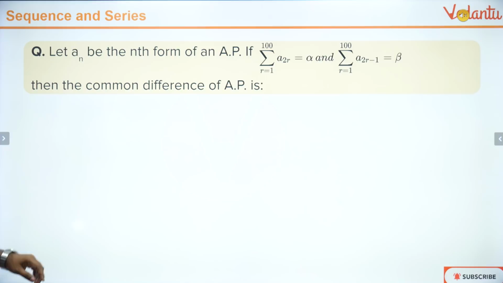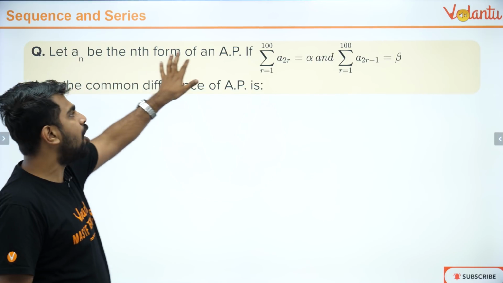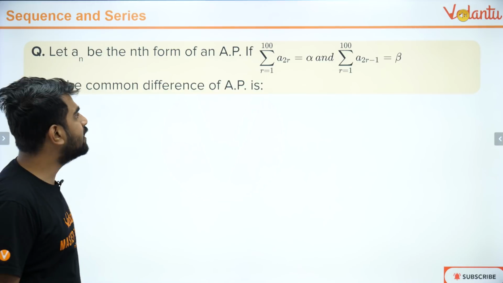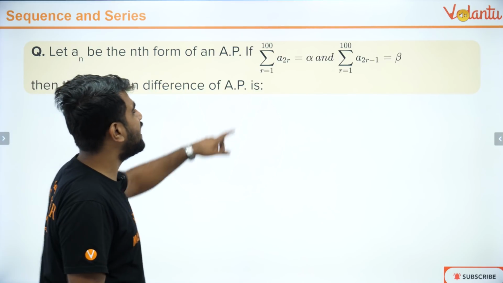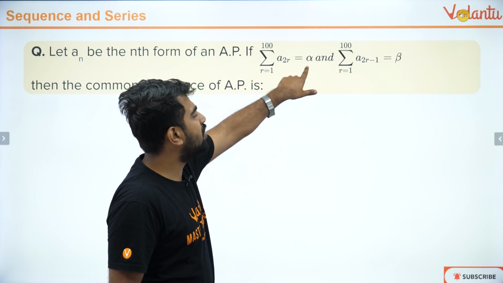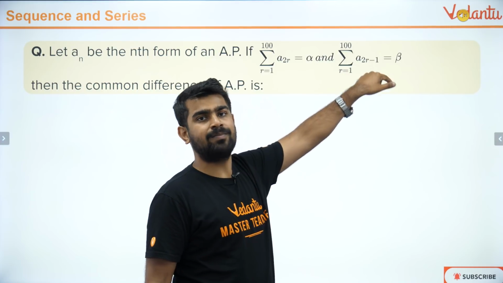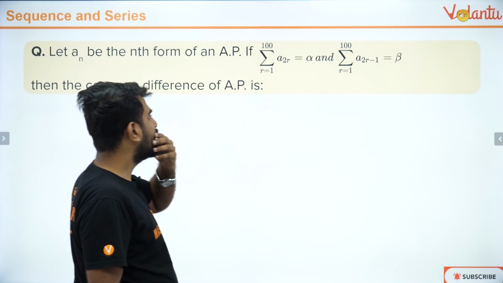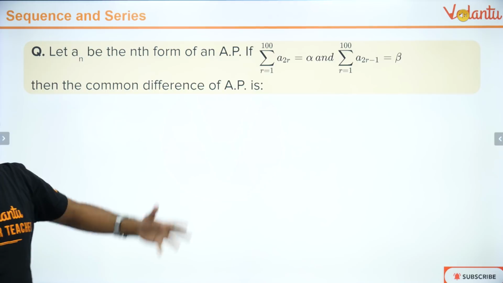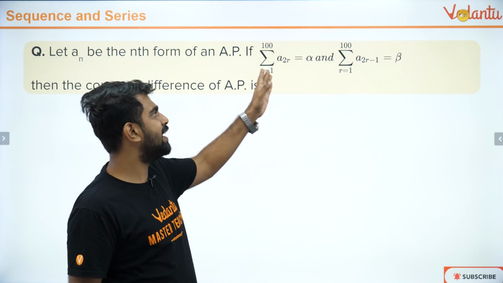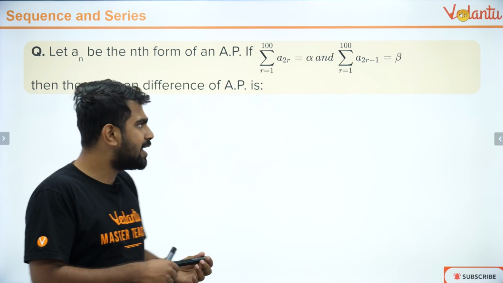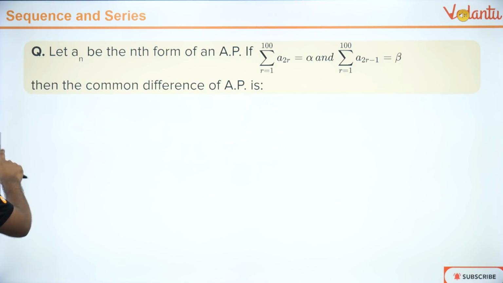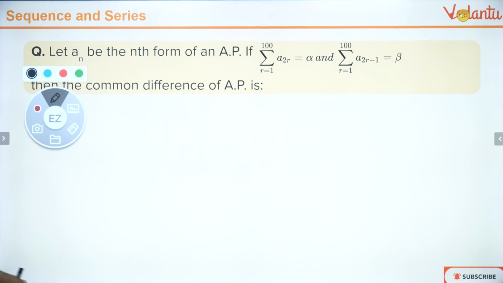So let's do this. Let a_n be the nth term of an AP. Okay? So this is nothing but the nth term of an AP. And what are we supposed to do? We are given the summation of a_2r is equal to alpha and the summation of a_(2r minus 1) is equal to beta. So let us expand and see what that summation is, because right now if I just say summation of a_2r, we may not be able to get the feel of it. So let's write it down and then see what is alpha and then what is beta.